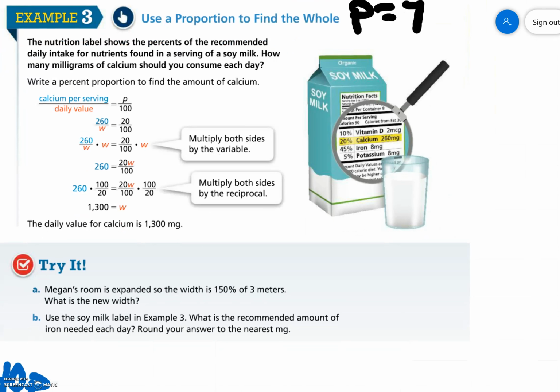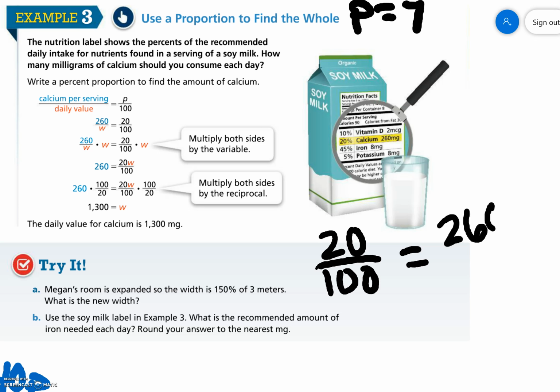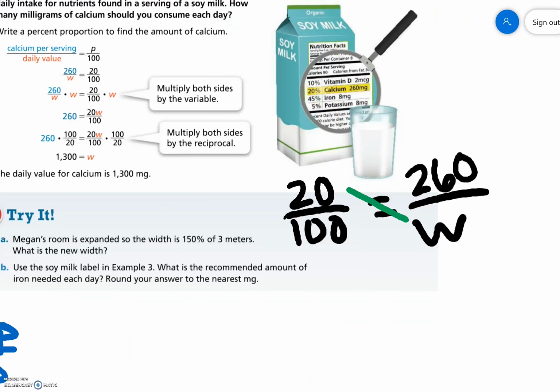Example 3, use a proportion to find the whole. The nutrition label shows the percents of recommended daily intake for nutrients found in a serving of soy milk. How many milligrams of calcium should you consume each day? Write a percent proportion to find the amount of calcium. Well, it says 20%, so I already see this should be automatic. 20 over 100 equals W. And that 20% is 260. But I don't know what my whole is. I don't know how much I should consume in total in a day.